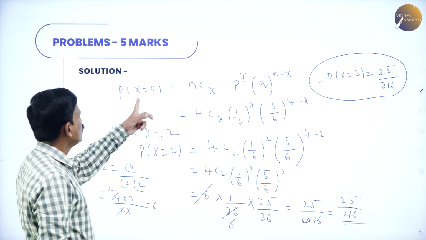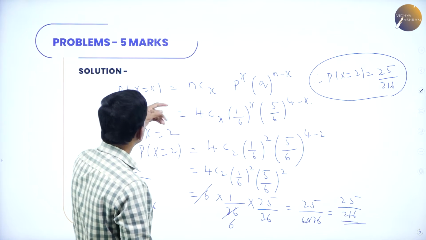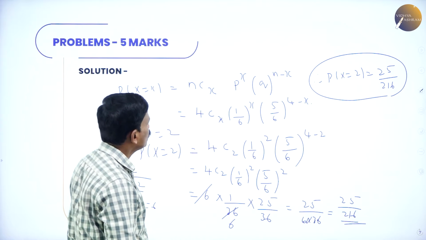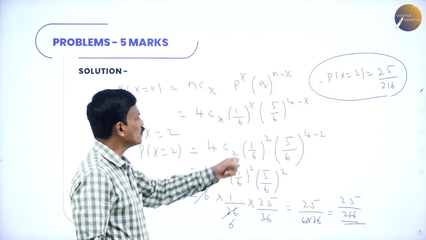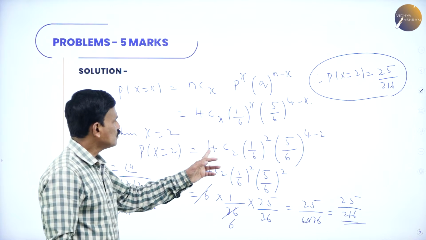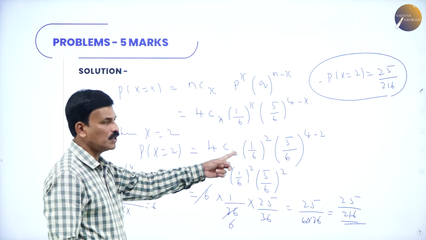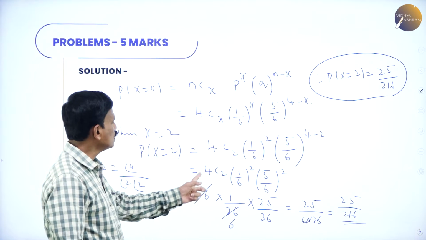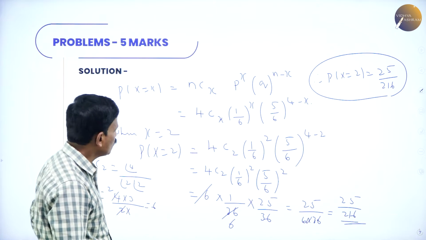See here, the probability of X is equal to X, we know the formula using the Bernoulli distribution, that is NCX P to the power of X into Q to the power of N minus X. 4CX, P is 1 by 6 to the power of X, into Q is 5 by 6 to the power of 4 minus X. Now, X is equal to 2. When X is equal to 2, 4C2 into 1 by 6 whole square into 5 by 6 whole raised to 4 minus 2, that is 4C2 into 1 by 6 whole square into 5 by 6 whole square.